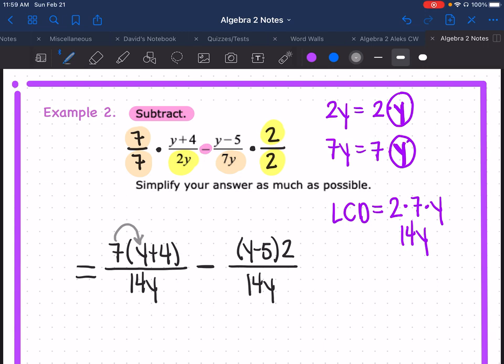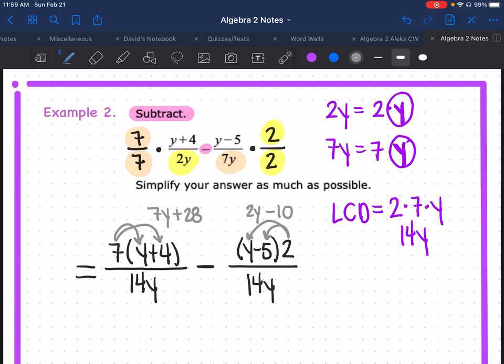So the 7 times the y and the 7 times 4. So this is going to become 7y plus 28. And then here I'm going to multiply the 2, so I'm going to get 2y minus 10.